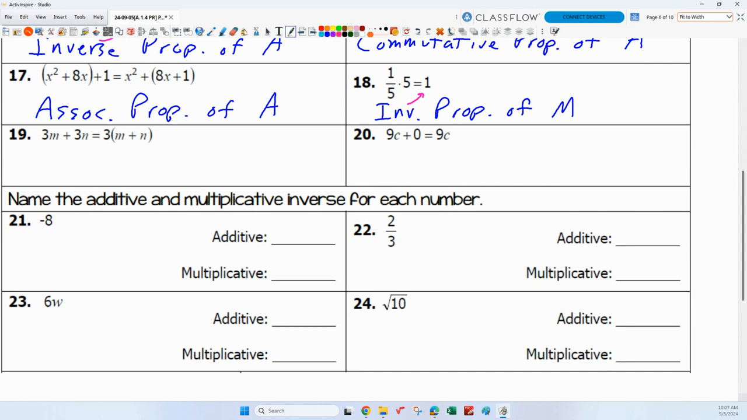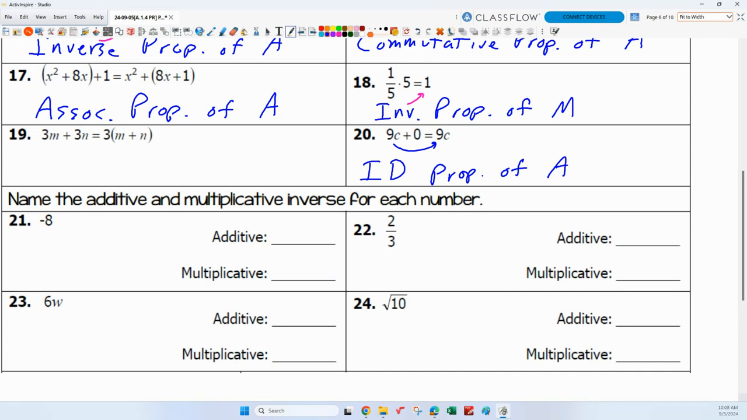What about 20? There you go, identity. How come? Because what we start with stays the same. Identity property of addition. 19's a little bit tricky.